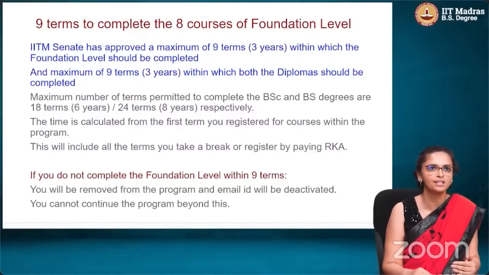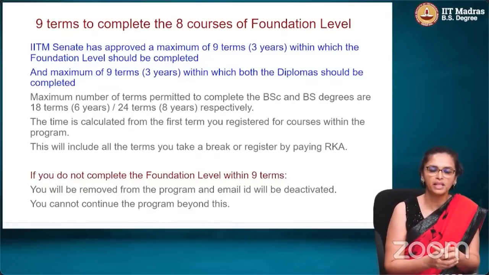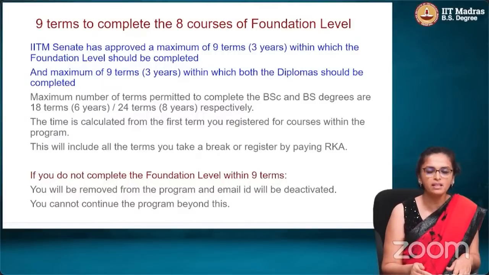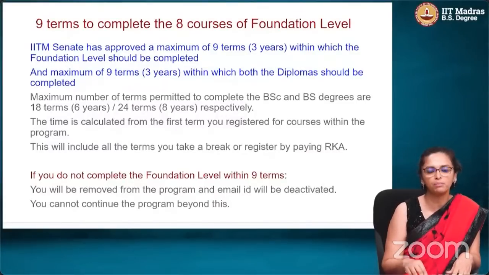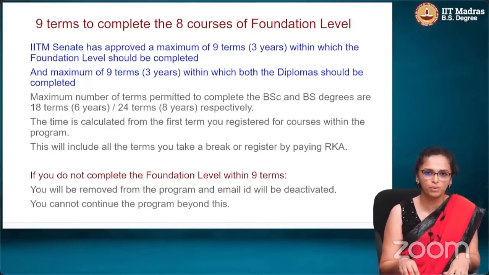So, supposing I register in January 2021, right? So, Jan 21, May 21, September 21, we run 3 terms a year. So, in 2021 it will be counted as 3 terms, in 2022 it will be counted as 3 terms, in 2023 it will be counted as 3 terms. So, by December 2023, students who joined the foundation level in January 2021 would have completed 9 terms. If they still have not completed the foundation level, they would no longer be permitted to continue with the program and they will be removed from the program.